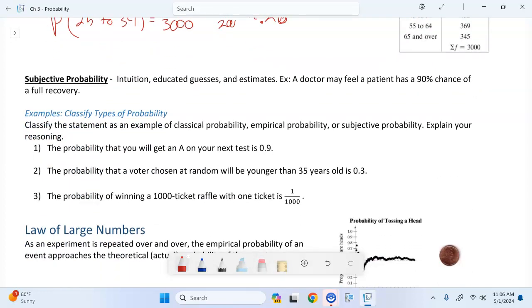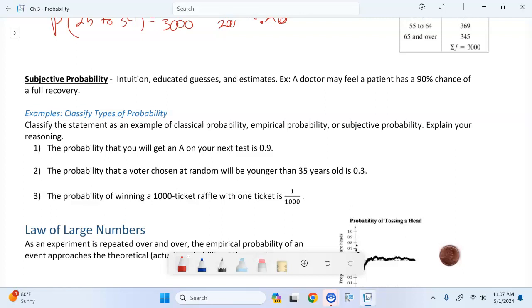So we can classify each type of probability. Let's look at these different events and determine whether it's classical, empirical, or subjective, and be able to explain why. And we're looking at those three definitions. Is it something where the sample space, every single event has the same probability? Is it something based off of repeated trials? Or is it something that's based off of prior knowledge and is an educated guess? And that's going to determine which of those three it is.